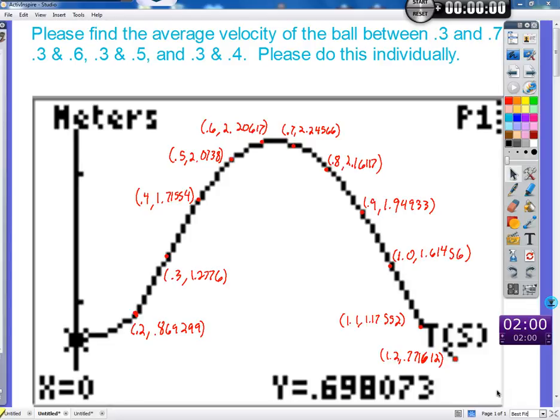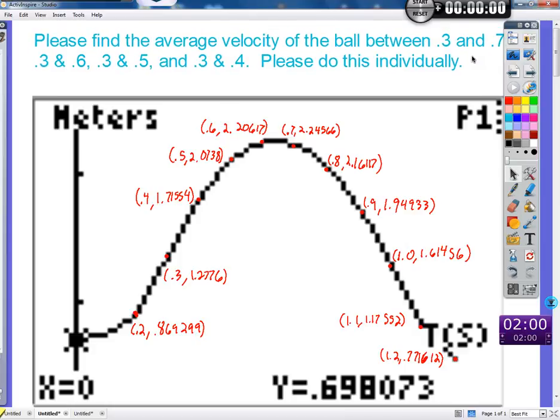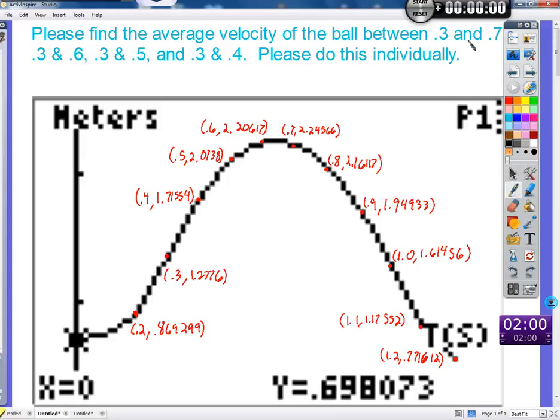Okay, we have a consensus on the average velocity from 0.3 to 0.7? 2.42. Yes. 2.42 what? Meters per second. Okay. How about between 0.3 and 0.6? 3.09. 3.1? Yeah, because 3.9.